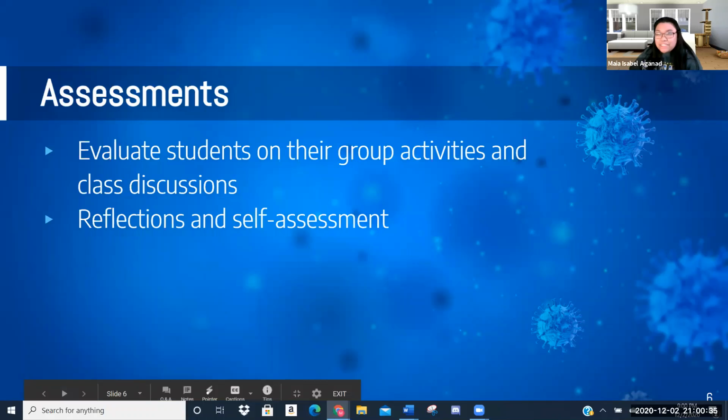So for assessments, we're going to evaluate the students on their group activities and class discussions, and then we'll also see where the students are based on their reflections and their own self-assessment. So what they were able to take out of the lesson, how they're able to connect COVID-19 and exponential functions, and then give the students the chance to tell us what they think was easy, what they found challenging with the lesson.